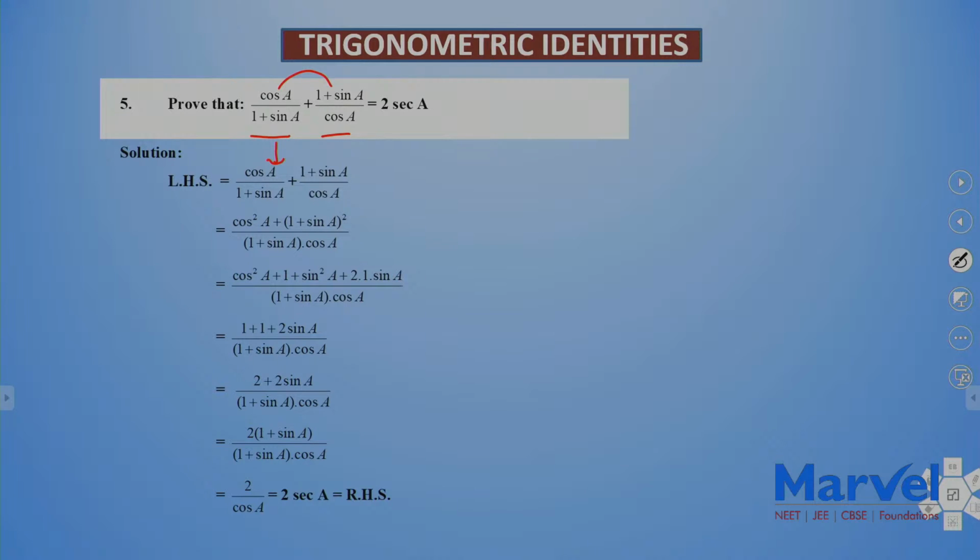cross multiplying: cos A into cos A, cos square A plus 1 plus sin A into 1 plus sin A, 1 plus sin A the whole square, by 1 plus sin A into cos A. Cos square A, if you expand using the A plus B whole square formula, A square plus B square plus 2AB, cos square A plus 1 plus sin square A plus 2 sin A by denominator.